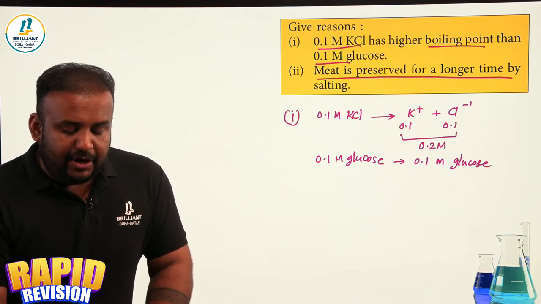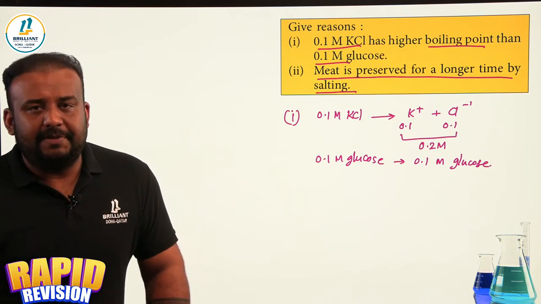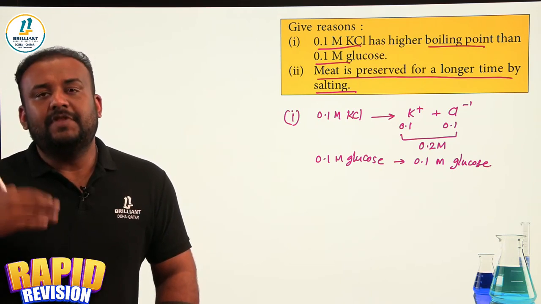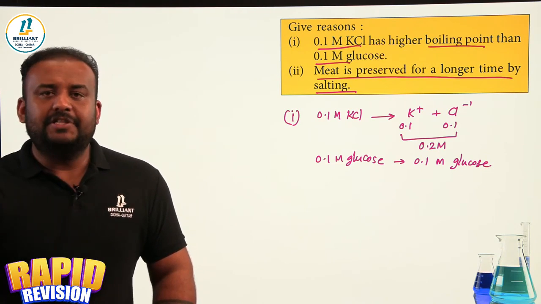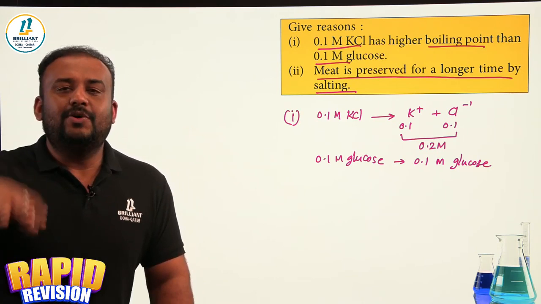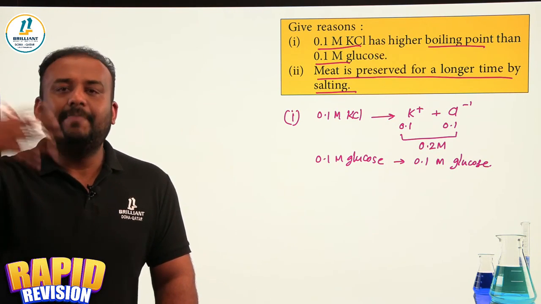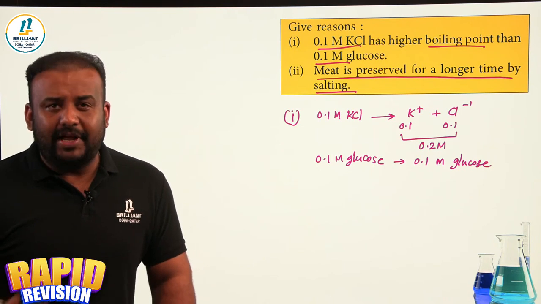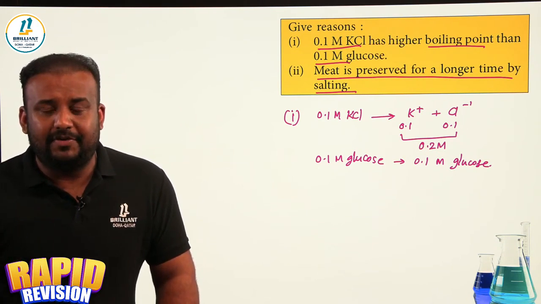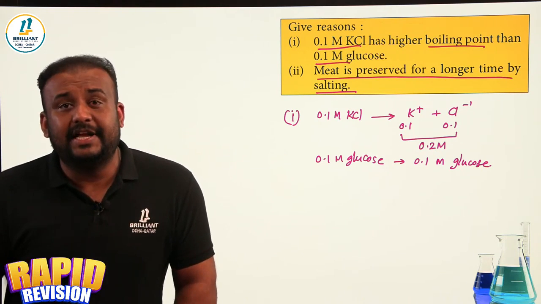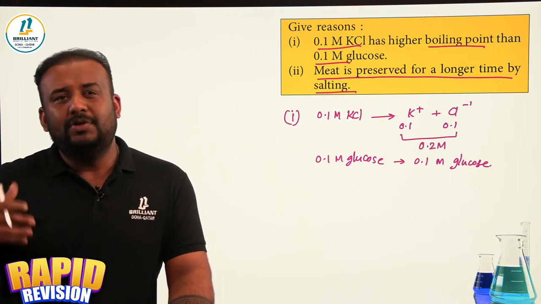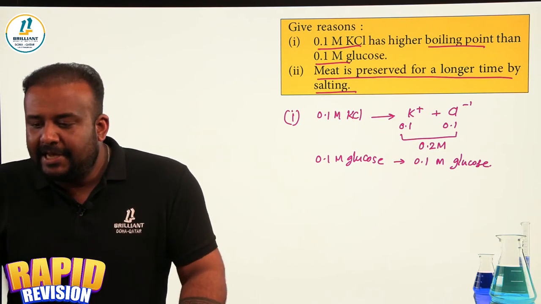Now, meat is preserved for a longer time by salting. Again, a possible reasoning question you can expect. Meat is preserved for a longer time by salting. Simple logic is, how does meat get spoiled? Because of the growth of microorganisms on it, like bacteria, fungi, which are acting on this organic matter, right? So if you salt meat, what will happen? Salt is going to make that area hypertonic. Do you think a living cell can survive in a hypertonic environment? No, because inside a living cell, it will be hypotonic compared to the outside salty environment, right? So it will lose water and dehydrate and the cells will get destroyed. That's why, out of all the preservation strategies, one of the most old school methods of preservation is salting. Is that clear to everyone?